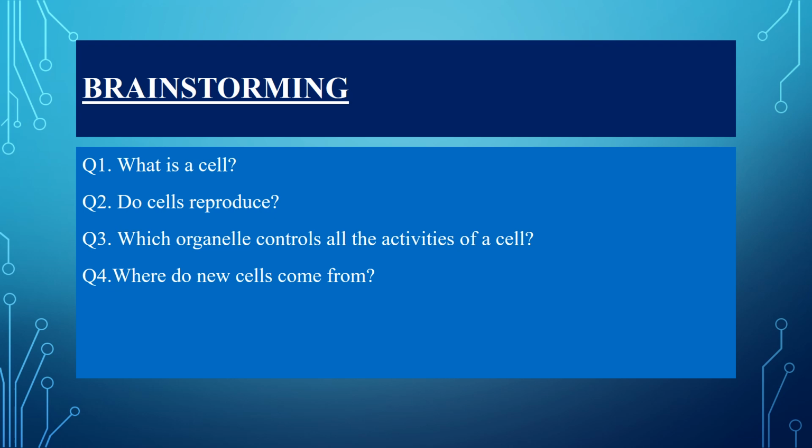Which organelle controls all the activities of the cell? In the cell, which thing is there which is going to control all the activities? Do you think which one is that? Yes, that is the nucleus. Where do the new cells come from? If the cells are already existing, then they will give rise to the new cells. So new cells arise from the pre-existing cell.